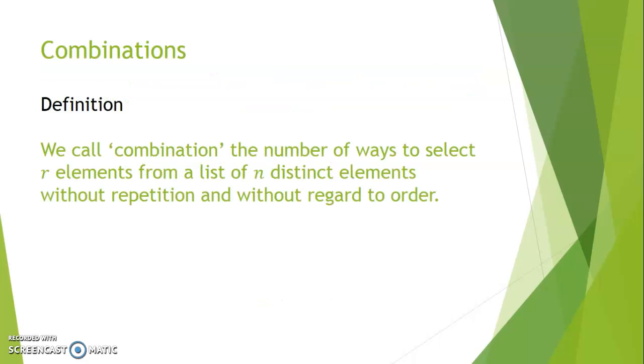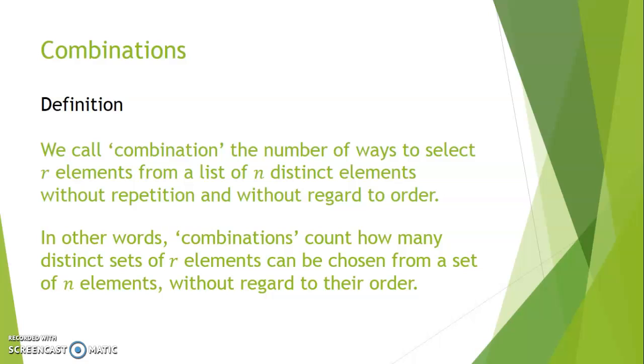Finally, there are combinations. So we call combination the number of ways to select r elements from a list of n distinct elements. So far it sounds a lot like a permutation, but without repetition and without regard to order. In other words, combinations count how many ways distinct sets of r elements can be chosen from a set of n elements without really worrying about the order in which these elements were selected.